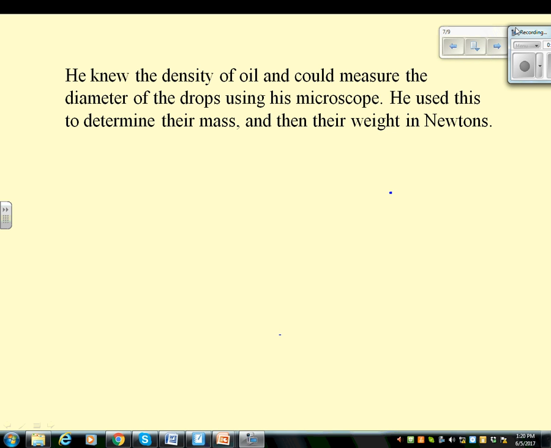Anyway, I'm going to get around all that because it's complicated math, and because you guys are familiar with it, we're going to use good old density. Remember the formula for density? Right from the first 2 or 3 weeks? D equals M over V. Density equals mass over volume. We're going to use that. He used this to determine their mass and then their weight in newtons. Don't worry, I'm going to do example questions with you.